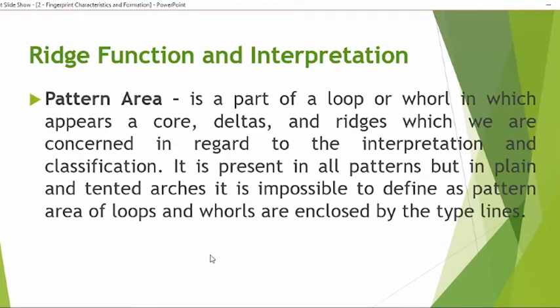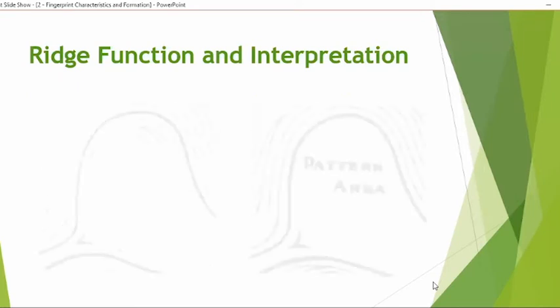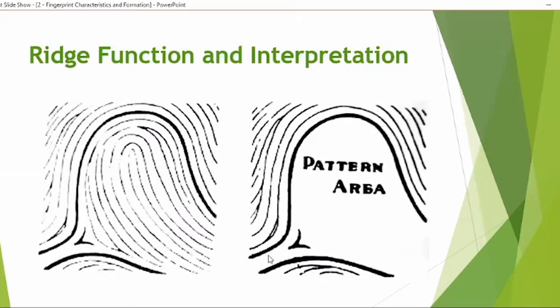Next is the pattern area. It is a part of a loop or whorl in which appear the core, deltas, and ridges with which we are concerned with regards to interpretation and classification. It is present in all patterns, but in plain arch, it's impossible to define the pattern area. So, doon lang siya sa loop and whorl. Doon lang natin hahanapin yung pattern area. Like this one. Ito yung tinatawag nating pattern area. Dito natin hahanapin mamaya yung mga pag-aaralan pa natin.